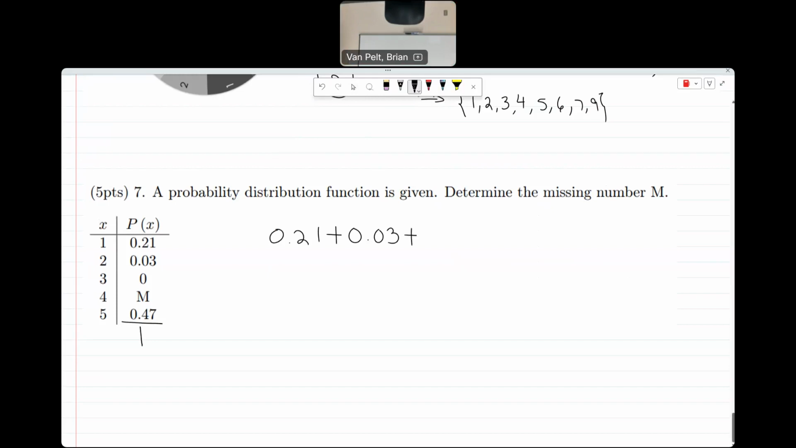Don't worry about the 0, that doesn't do anything. I'll combine my like terms on the left-hand side. It looks like I get M plus 0.71, M plus 0.71. Okay, then subtract the 0.71. You got your M: 0.29.